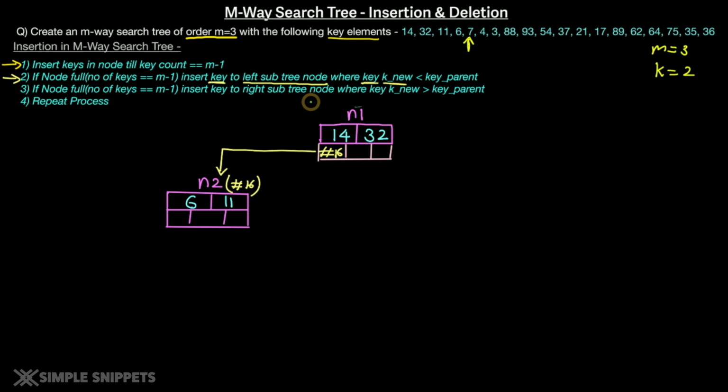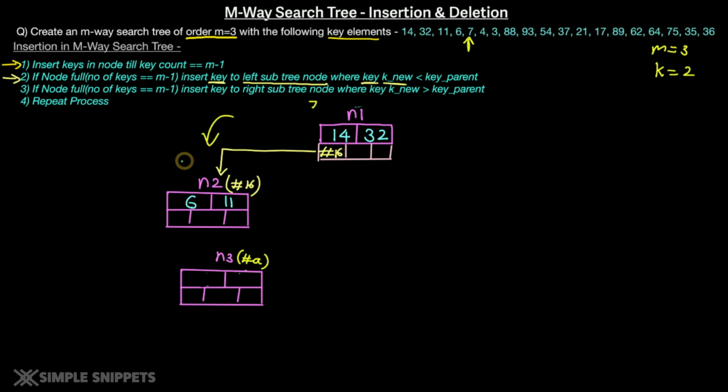So now again, 7 is smaller than 14. We will go to the left hand side of 14, which is n2. Inside n2, we can observe that both of these places, that is the keys, are filled with key values. So of course node n2 cannot take one more element, which means that we have to create a new node. So let's create a new node. Alright, so now we've created a node n3 because we want to store 7 in it.